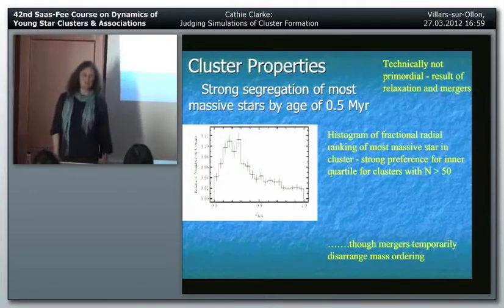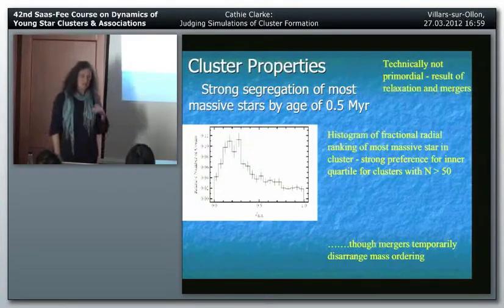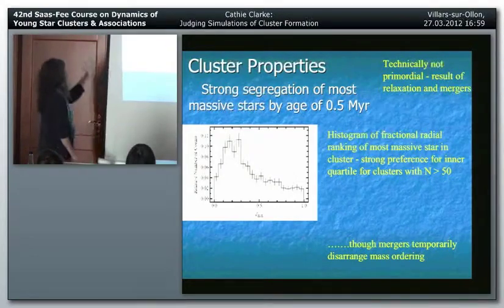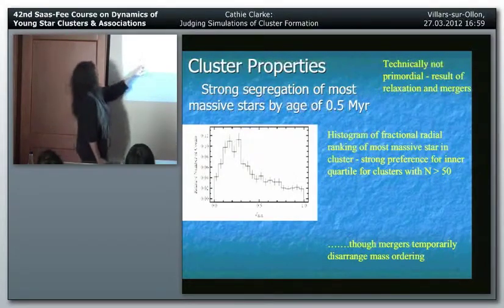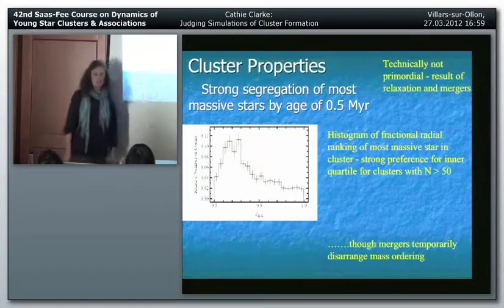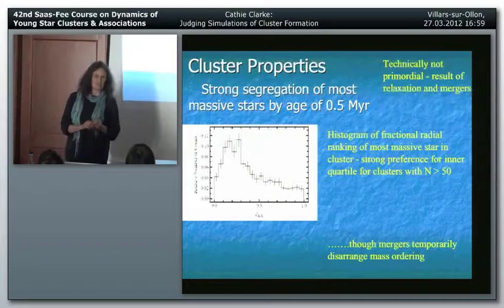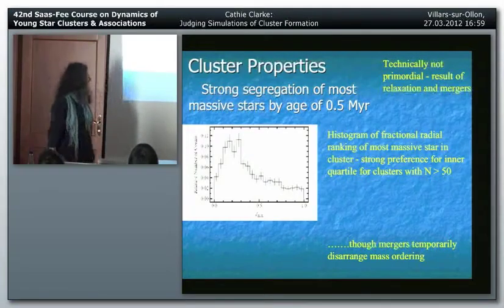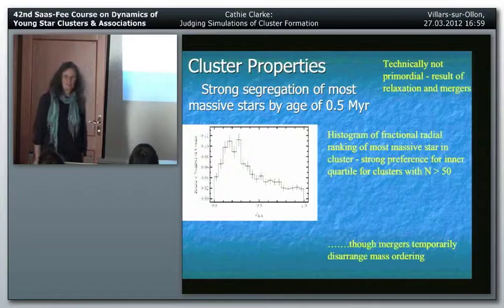a flat distribution. But in fact, they're not. They're preferentially found closer to the center of the cluster. And so in this kind of histogram, they're most often found within the inner 10-20% of the total, I won't say mass of the cluster, because it's not mass-weighted, the total number of stars in the cluster. So I don't know whether you call that mass segregation or not, but that's the specific basis for that claim.